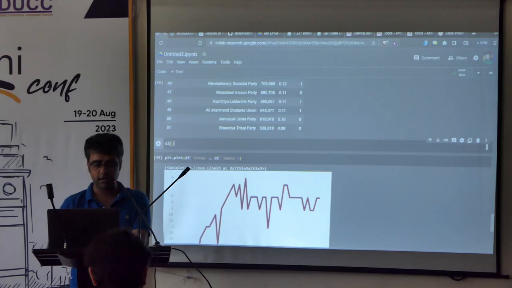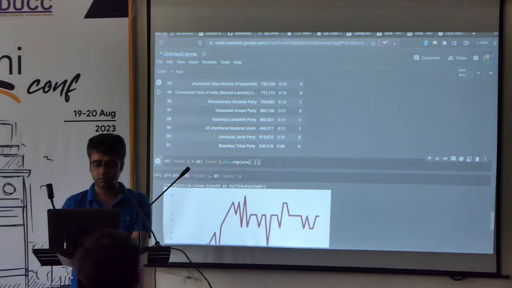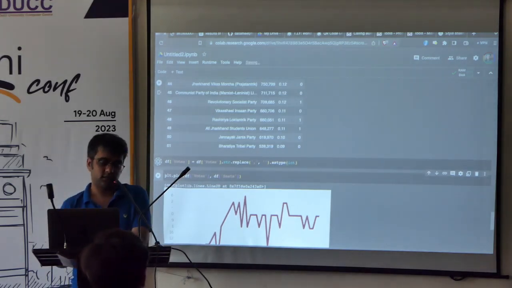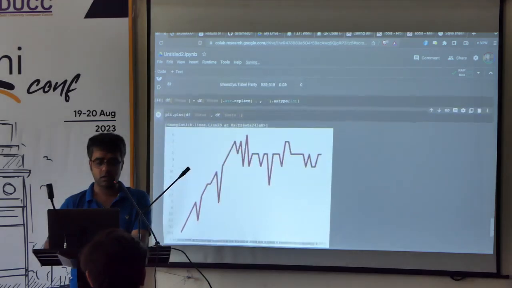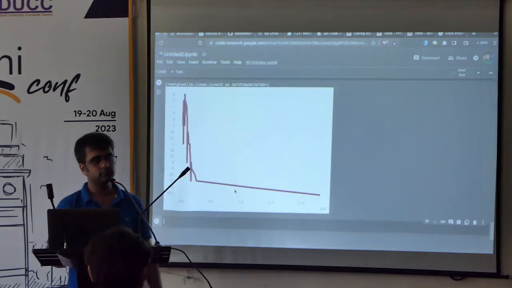I'm going to do something like df of votes is df, is it capital V Votes? Yes, it is. And we say df of votes dot str dot replace. When we find a comma, replace it with an empty string and then convert the whole thing to an integer. If there is a problem, this cell will crash. It did not. And now, when I do this again, there you go. It's making it.